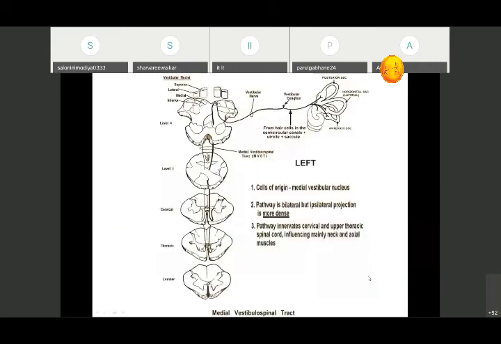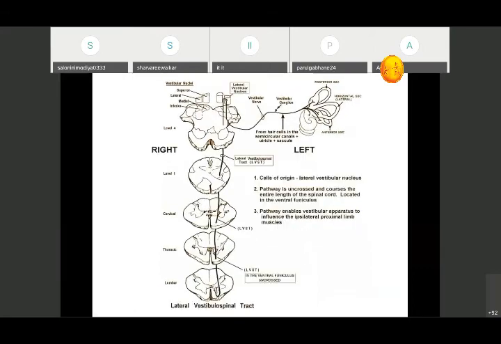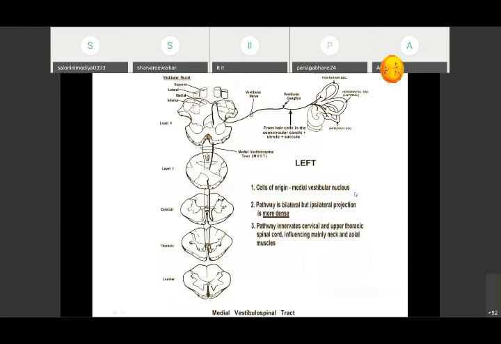So the functions of both the medial vestibulospinal tract and the lateral vestibulospinal tract: the medial vestibulospinal tract originates in the medial vestibular nuclei. The pathway is bilateral, but ipsilateral projections are more dense, and it innervates the cervical and the upper thoracic spinal cord, influencing mainly the neck and the axial muscles.